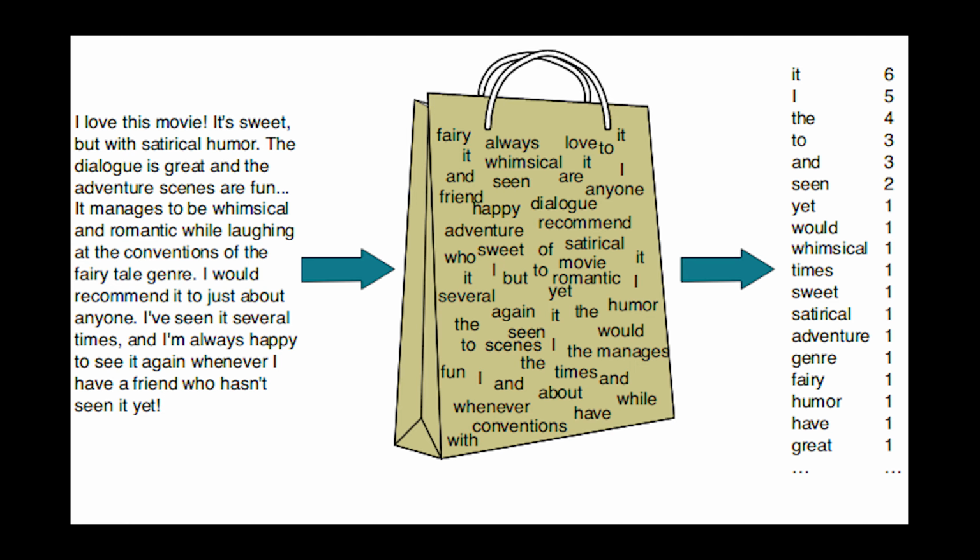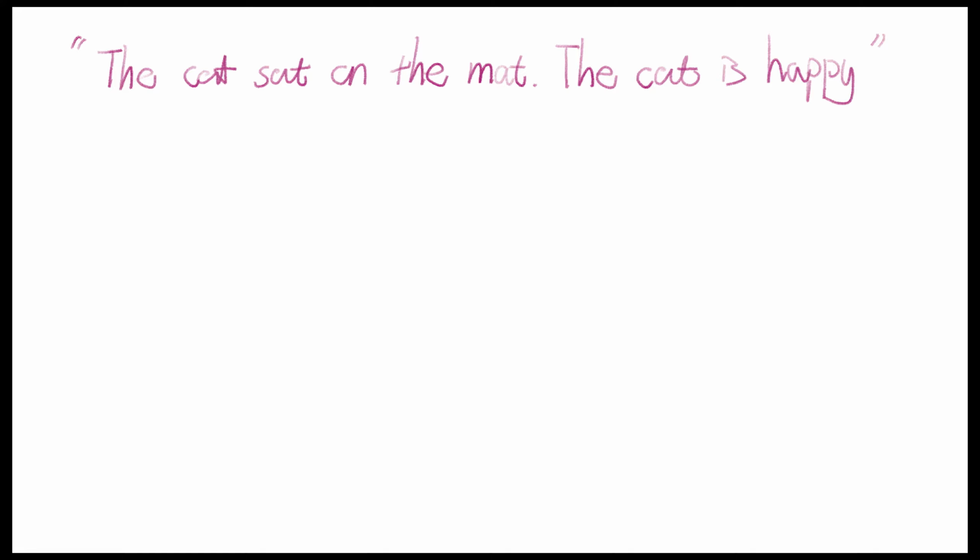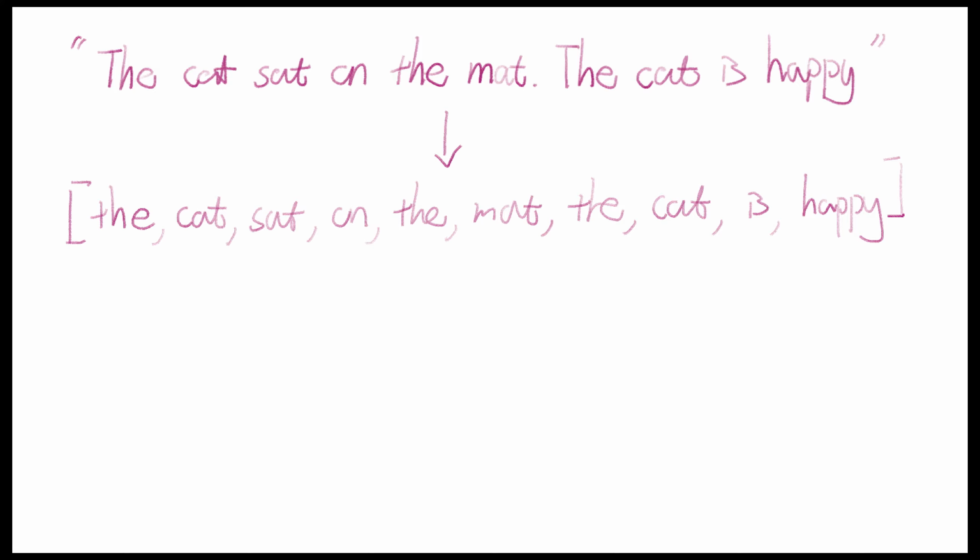Another method that is used is called bag of words. Basically, when given a piece of text, after we tokenize it, we tally the count of individual tokens up and then use that count as the vector representation of the text. For example, given the sentence, the cat sat on the mat, the cat is happy, the tokens might look something like this.